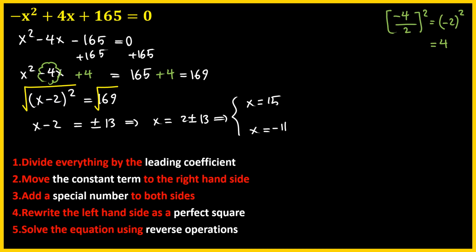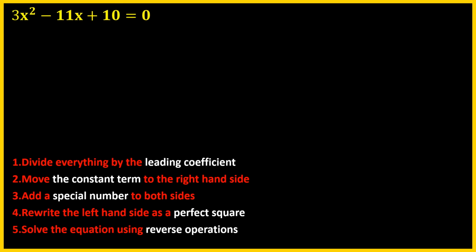Now let's go ahead and take a look at the second equation in which the leading coefficient is neither 1 nor negative 1. The second quadratic equation we're going to solve by completing the square is 3x squared minus 11x plus 10 equals 0. So again, the first step is to divide everything by the leading coefficient. The leading coefficient here is 3, so we need to divide everything by 3. And if we do that, we should get x squared minus 11 thirds times x plus 10 thirds equals 0.